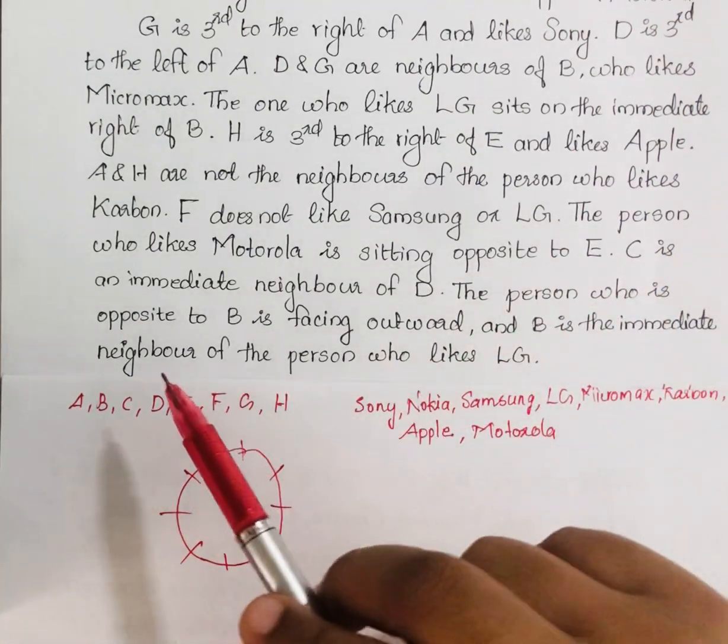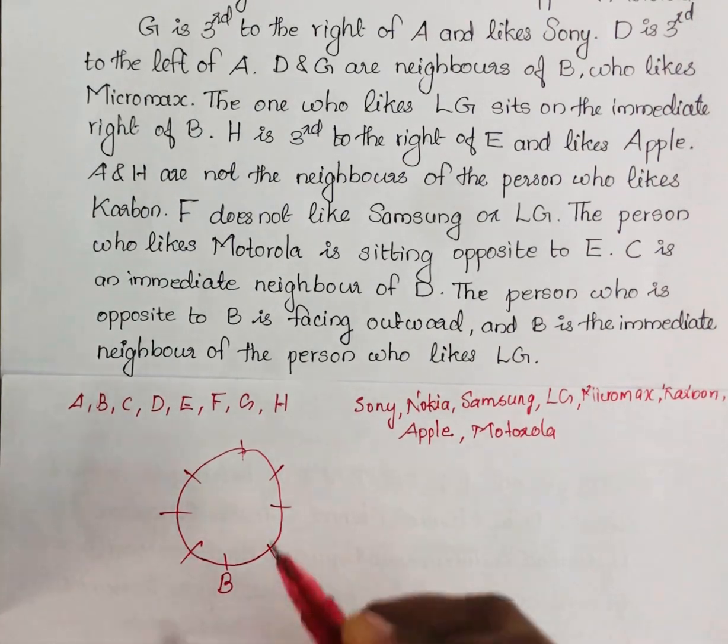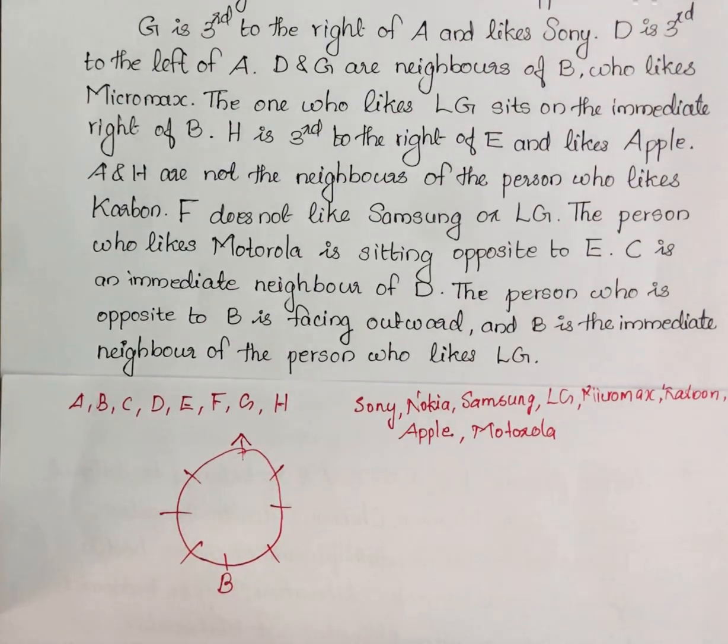The person who is opposite to B is facing outward. It is clearly mentioned that the person sitting opposite to B is facing outward, but they have not given the name of the person. So we can start with that condition. If we put B here, the person opposite to B is outward. It is clearly mentioned, but we don't know which person is outside, and we don't know the direction of B also. That also we have to find out from the given conditions.